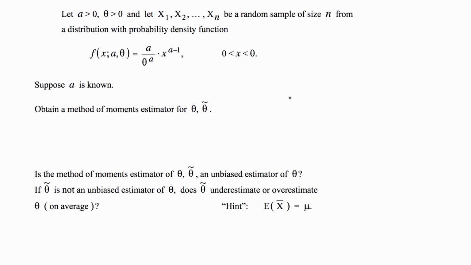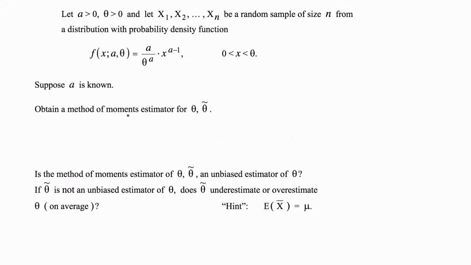Hey guys, in this video I'm going to do this statistics and probability problem. We are given a continuous function PDF and we're asked to find the method of moments estimator for theta, which is theta tilde, and from that we're supposed to find out whether the estimator is unbiased or biased.